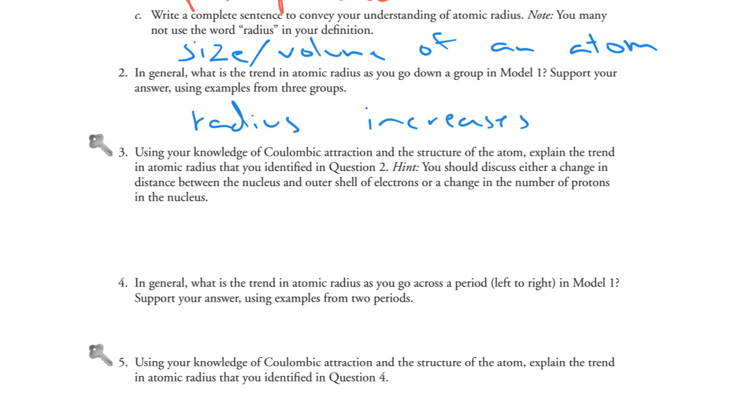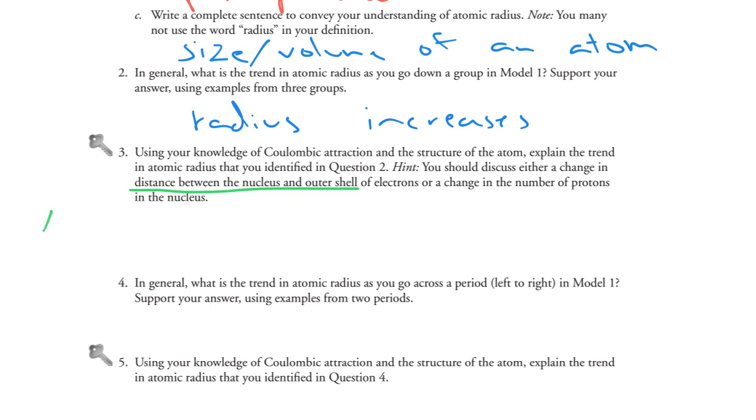So, using your knowledge of Coulombic attraction and the structure of an atom, explain this trend in atomic radius that you identified in question 2. Hint, you should discuss either a change in distance between the nucleus and the outer shell of the electrons or a change in the number of protons in the nucleus. So, of the two, it's the distance between the nucleus and the outer shell that is at play when the radius increases as we go down a group.